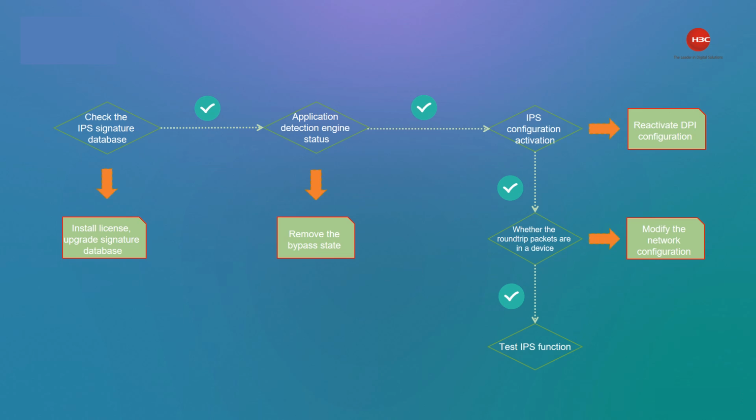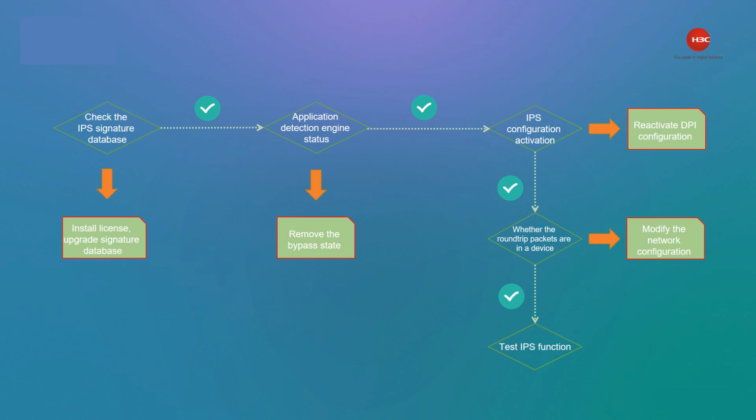Finally, let's review today's key content. First, check whether the license on-site is valid and whether the signature database version is the latest. Then check the application layer detection engine status of the device. If it is in an abnormal state, check the device for different states. Next, you need to check whether the DPI configuration file of the device has been issued normally. If it is not issued normally, you need to reactivate the configuration file of the DPI module.